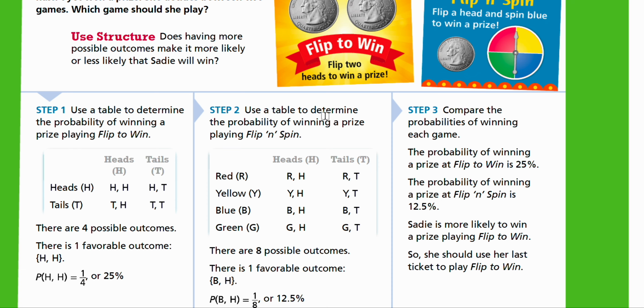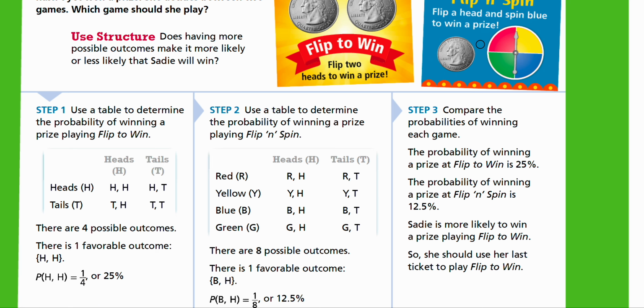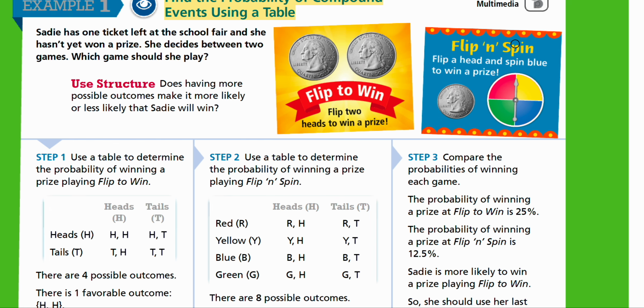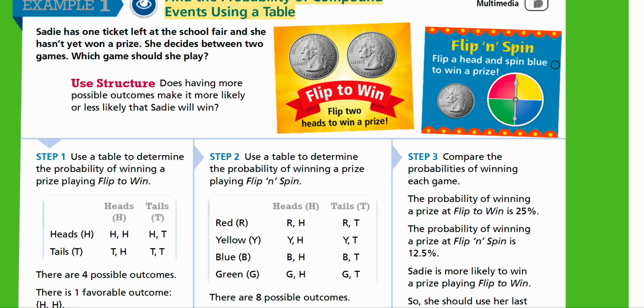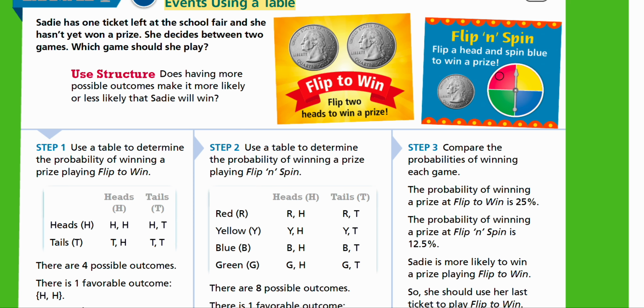Okay, and then if we look at the second one, we have 2, 4, 6, 8 different outcomes, right? We have a bigger sample space. We have one favorable outcome, which is having the head and then spin blue, right? So blue and then head.